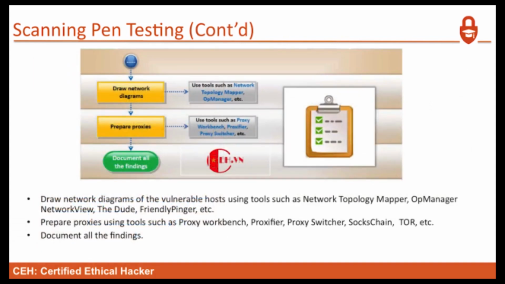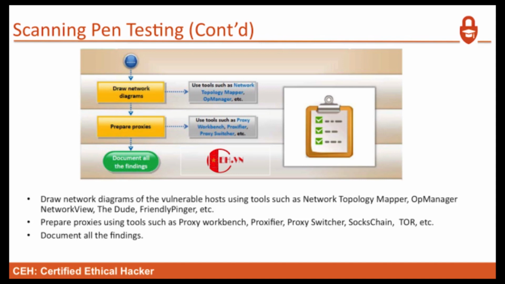So then we're going to draw network diagrams. We're going to use tools like Network Topology Mapper and OpManager. And then we're going to prepare proxies. We're going to use tools like Proxy Workbench, Proxifier, and Proxy Switcher. Again, there's a ton of them. You don't have to use these. And then we're going to document all of the findings.